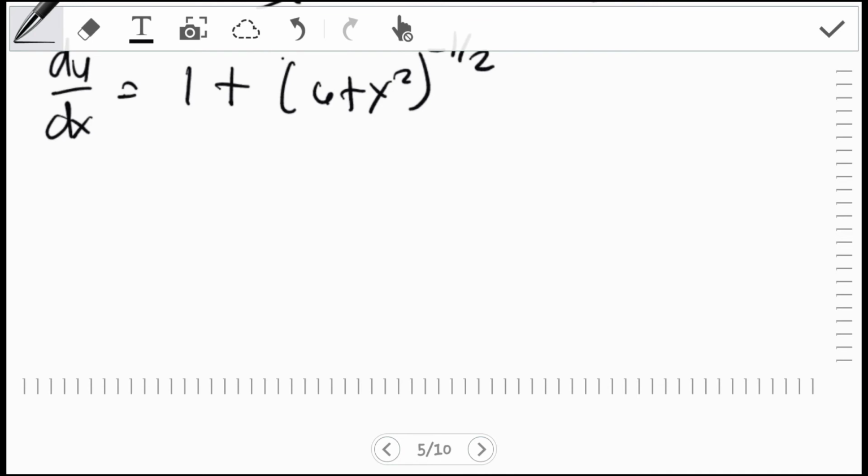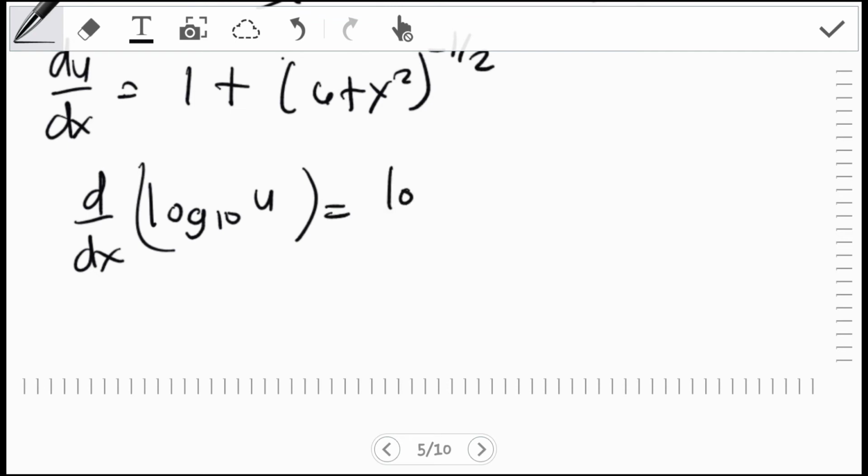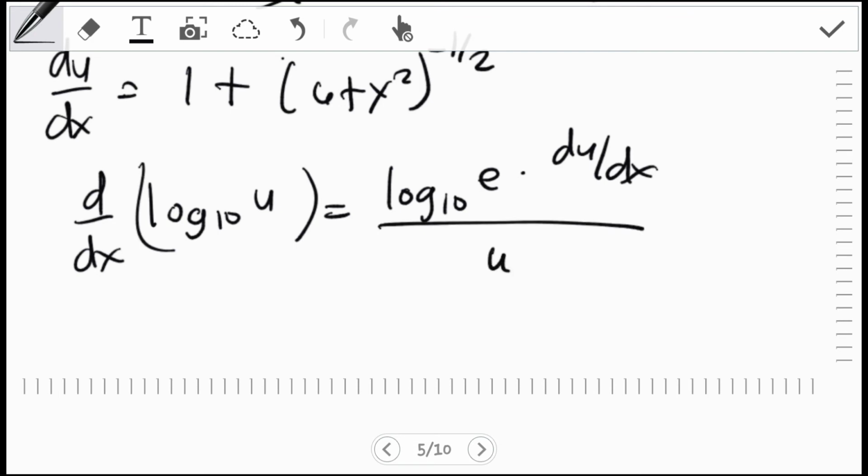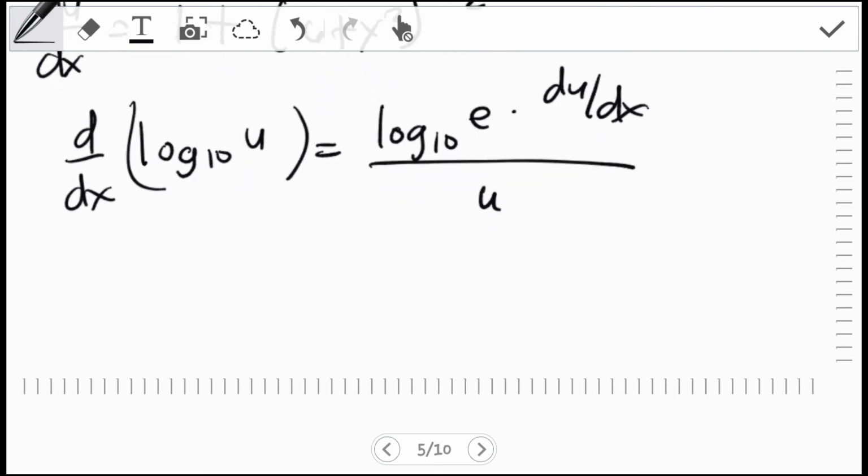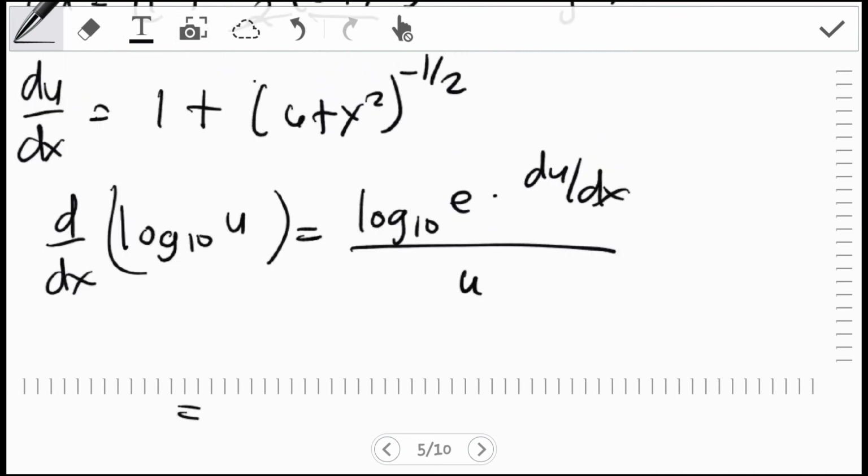Since the problem involves logarithmic functions, we also use the formula for differentiation of logarithmic functions: d over dx of log to the base 10 of u equals log to the base 10 of e times du over dx over u. So substitute the value of du over dx.